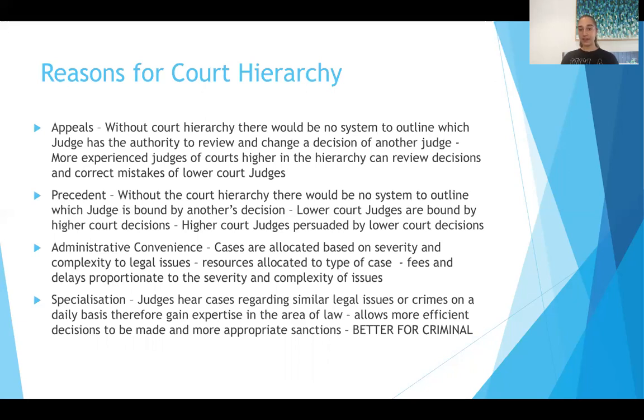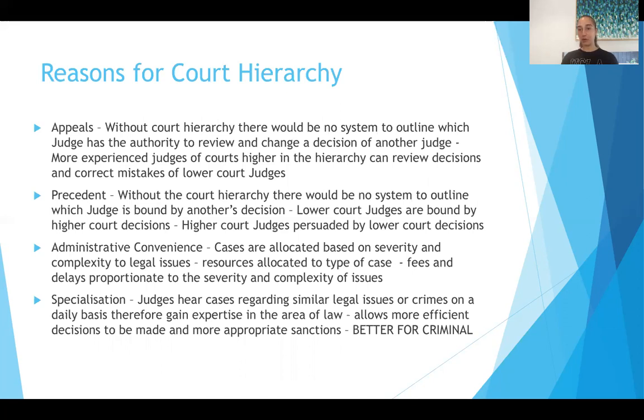Next, administrative convenience. Again, cases are allocated based on the amount of damages that are being sought and consequently the complexity of the legal issues. And so that means that the resources can be allocated more appropriately to the types of cases the courts hear. And also that the fees and delays are proportionate to the complexity of legal issues and the amount of money being sought. So the delays and court filing fees for the Magistrates Court are a lot less than in the County and Supreme Court.